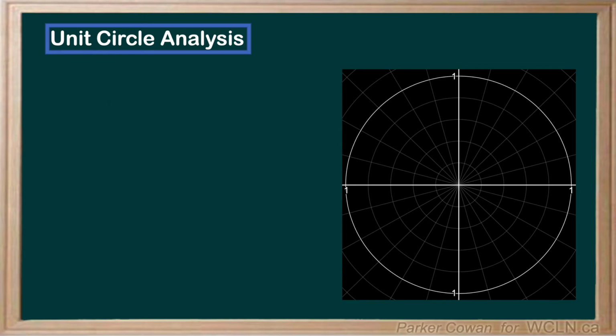Unit circle analysis. Before jumping into graphing sinusoids, let's take a look at where these graphs originate from. The unit circle. We call this the unit circle because it has a radius of 1. Sinusoidal waves can be derived by taking the sine of different points of the unit circle.